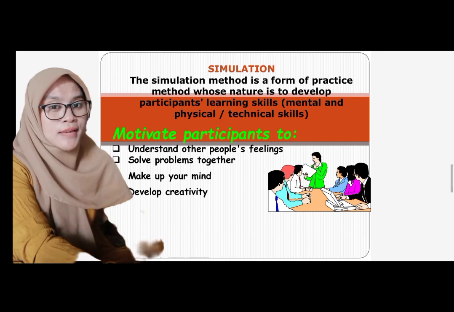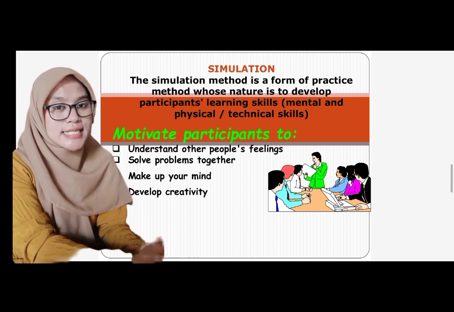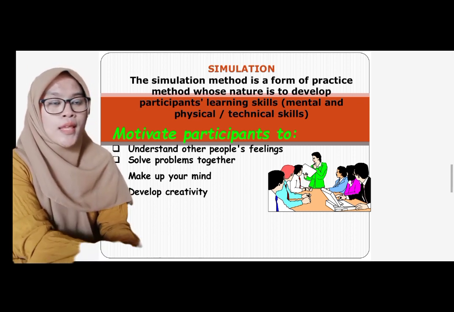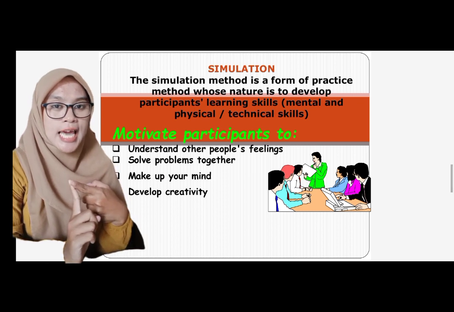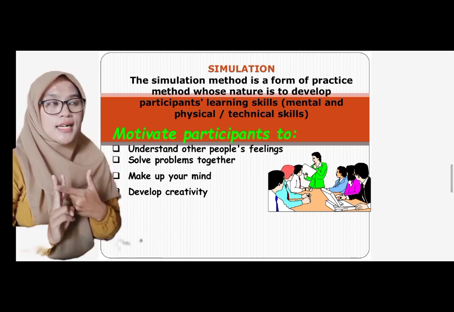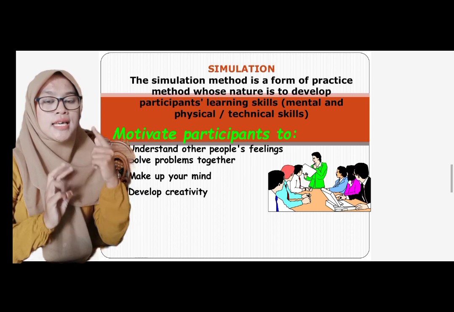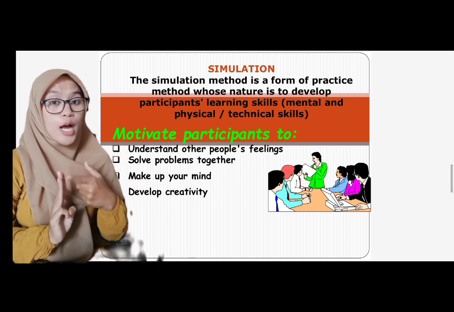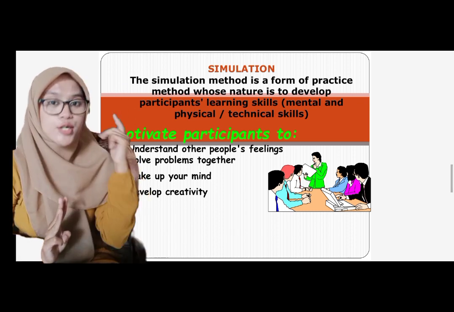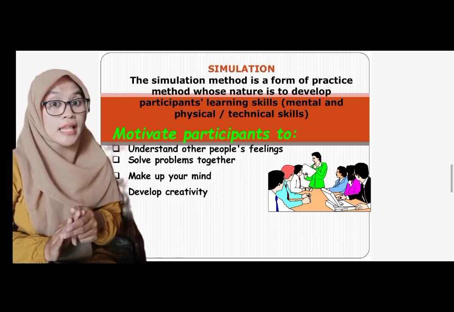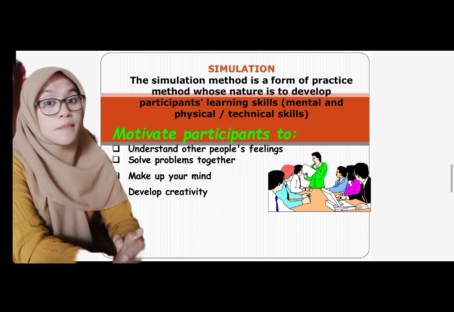The fifth is the simulation method. The simulation method is a form of practice method whose nature is to develop participants' learning skills, and it motivates participants to, for example, for the first, understand other people's feelings. The second is solve problems together, especially students or members. The third is make up your mind or critical thinking, and then open your mind. The fourth is develop creativity. Usually, this method of practice is like solving students' problems.